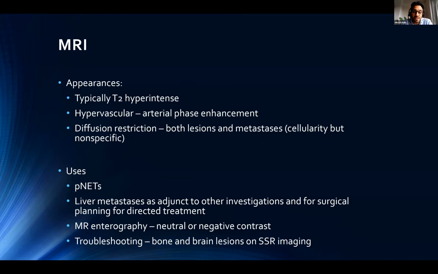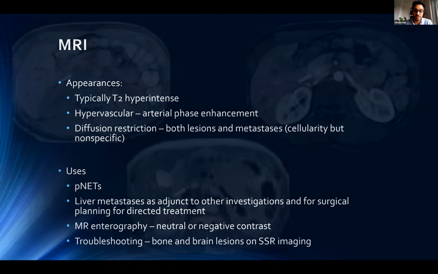In terms of its uses, fundamentally, it's mostly used for pancreatic neuroendocrine tumors and also as an adjunct to other diagnostic tests for staging and restaging to assess the liver specifically. MRI enterography can occasionally be used, but more often than not, this is when neuroendocrine tumors are picked up as an incidental finding on patients with non-specific lower GI symptoms or upper GI symptoms. It can finally also be used for troubleshooting of lesions identified on other tests. There are non-specific findings that can be seen on somatostatin receptor imaging, in particular in the bones and the brain.